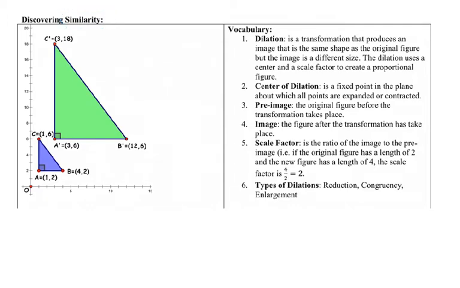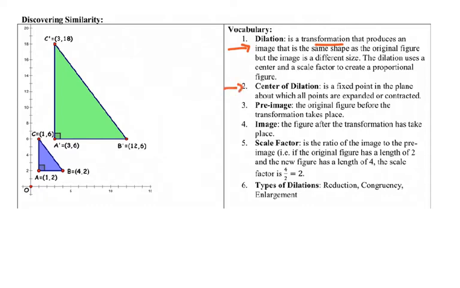So starting out, let's talk about the vocabulary. So what is a dilation? A dilation is a transformation. It produces an image that is the same shape as the original figure, but it is a different size. So that's not like congruence. Congruence is same size, same shape, but similar is the same shape, but just a different size. The dilation uses a center and a scale factor to create a proportional figure.